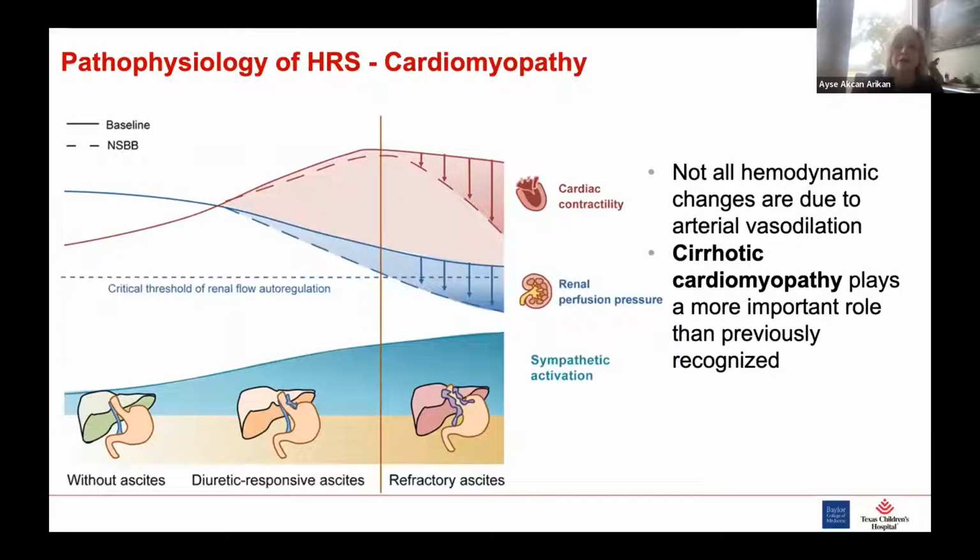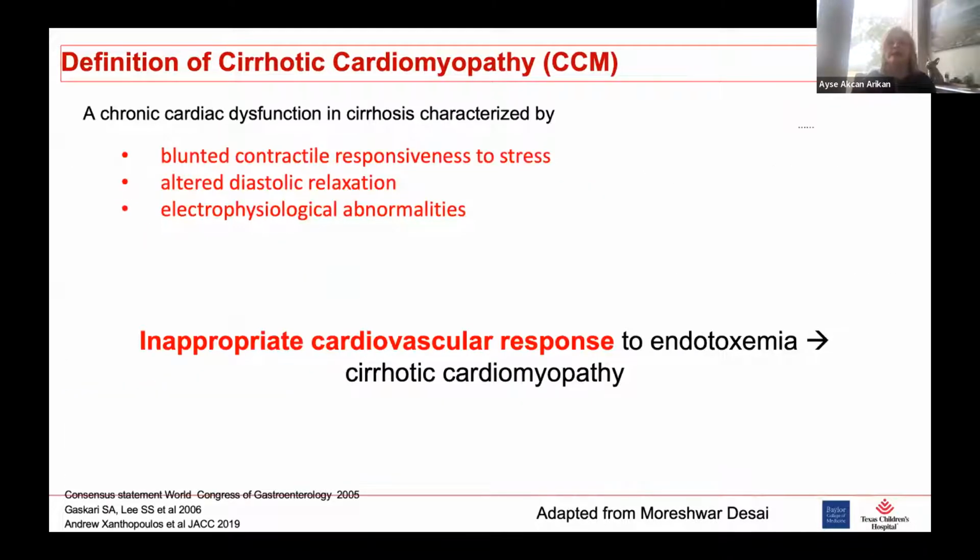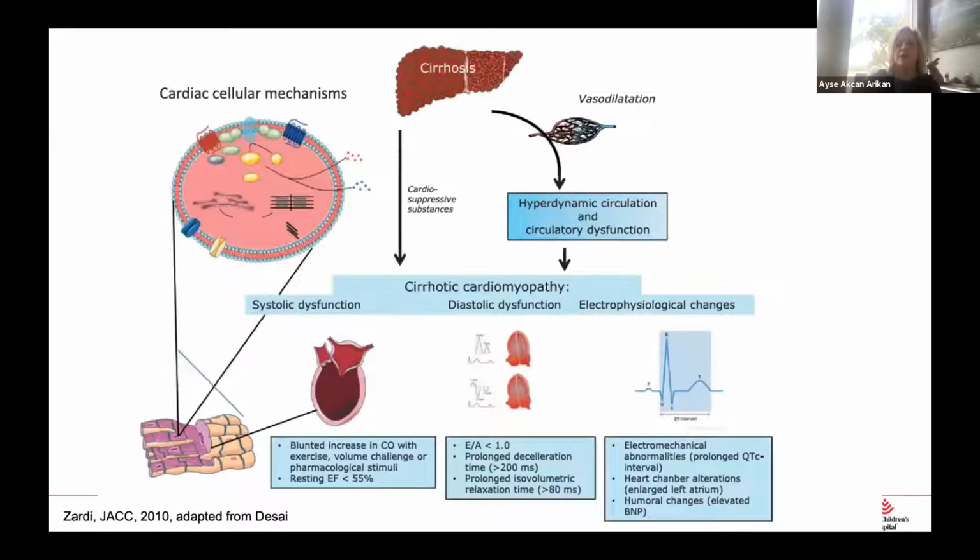Now let's talk about cirrhotic cardiomyopathy a little bit and explain what that means. It's a three-pronged process seen in patients with pretty significant cirrhosis, and typically in patients who have cholestasis. It's a blunted contractile responsiveness to stress, so systolic dysfunction. The diastolic relaxation is altered, so there's diastolic dysfunction. There are also electromechanical, electrophysiological abnormalities that can be picked up on EKG with abnormal conduction intervals. So the inappropriate cardiovascular response to endotoxemia or any stress is really the hallmark of cirrhotic cardiomyopathy.